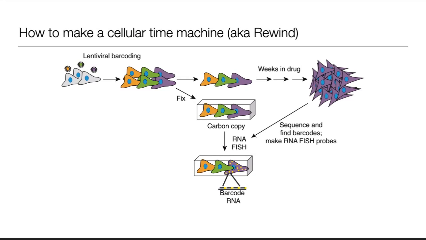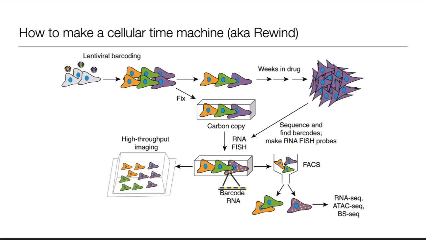And then what we do, it's a little bit of a crazy experiment. We actually make RNA FISH probes based on the barcodes that we found by sequencing. And using those probes, we can actually light up the purple cell in this carbon copy. So these are the cells before they even got drug. So this is how you go back in time. We're basically going back to this original population and asking, well, can we find the twins of the ones that went on to become resistant? And then ask, what's different about those cells?